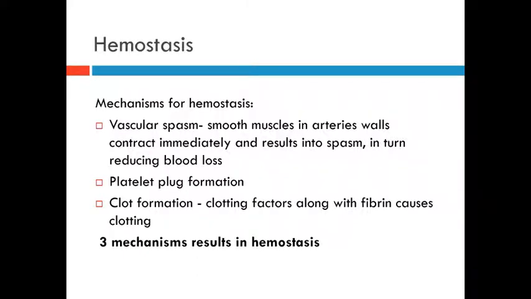Now this hemostasis can happen in three mechanisms. First is vascular spasm, that is smooth muscles in the artery wall, they contract and result into spasm, in turn reducing the blood loss. Second is platelet plug formation. Third is clot formation, that is there are various clotting factors along with fibrin which are involved which results in clot. So these three mechanisms combined results in hemostasis. We are going to learn more about platelet plug formation and clot formation.